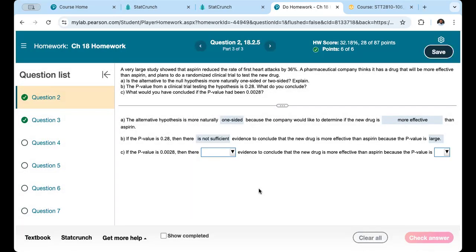And then we get to C. C says that if the p-value is 0.0028, is the p-value large or small? Small. If it is small, we are going to reject the null hypothesis, which means that there is sufficient evidence. Is that okay? Because the p-value is small.